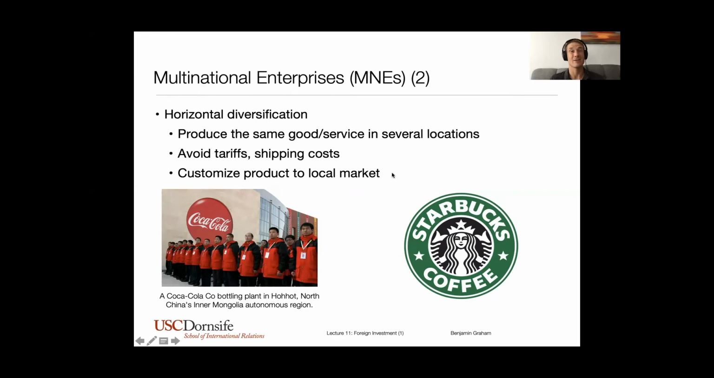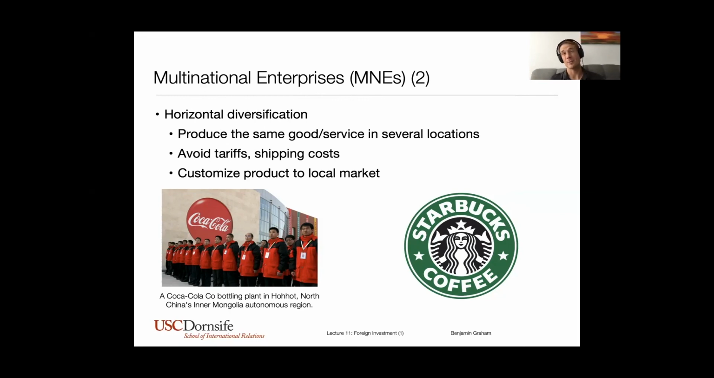So Coke actually doesn't even necessarily own outright a lot of the bottling facilities that are located around the world. But the Coca-Cola bottling plant in Inner Mongolia is doing the same set of processes that's going on in the Coca-Cola plant in Mexico or the Coca-Cola plant in the United States. Same thing with Starbucks, different Starbucks locations, different places.